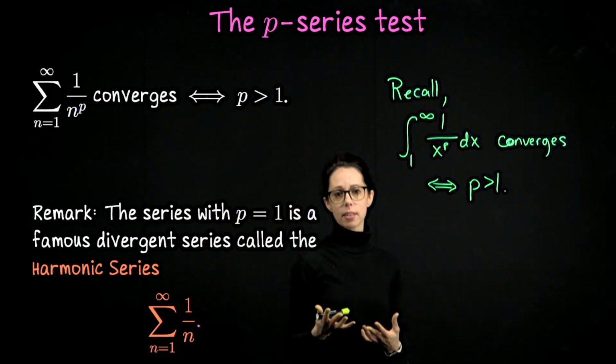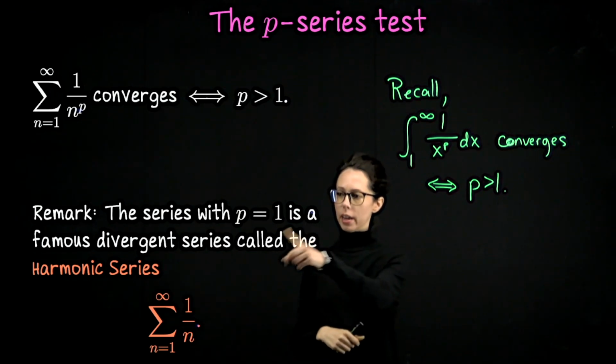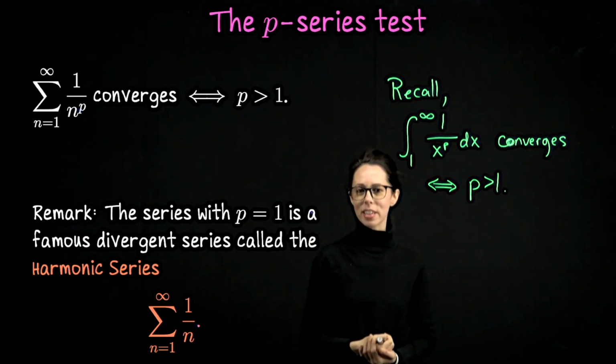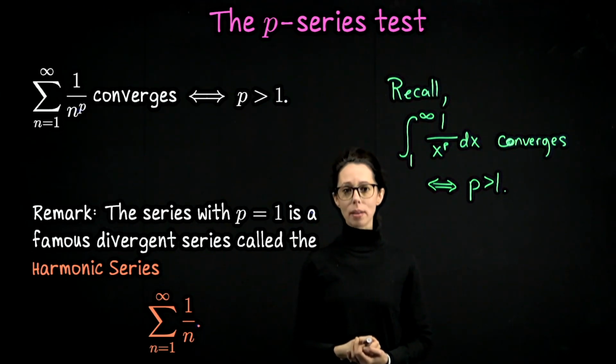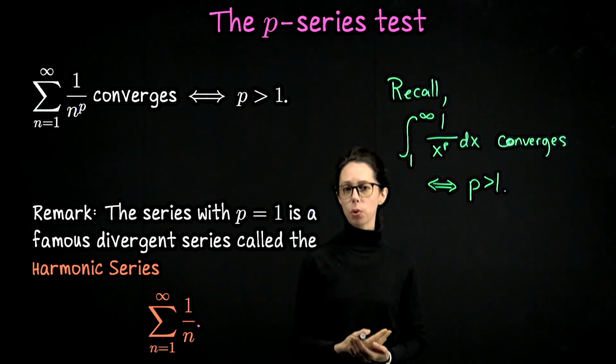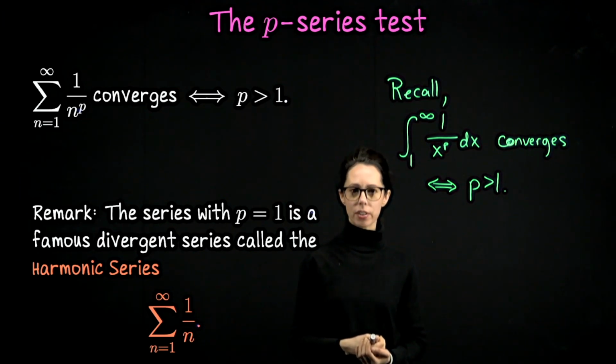family of infinite series. And then I just want to make a remark here that there's a very famous divergent series called the harmonic series, which is actually a p-series when p equals 1. This series we looked at and we actually proved it diverged in the video on the test for divergence.